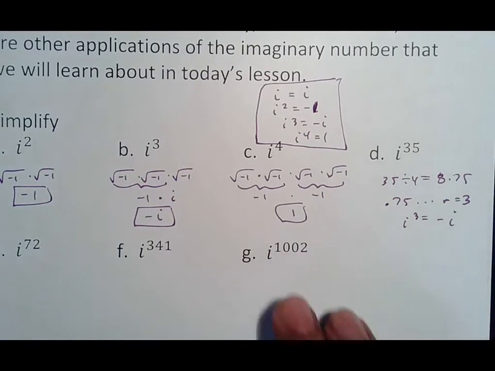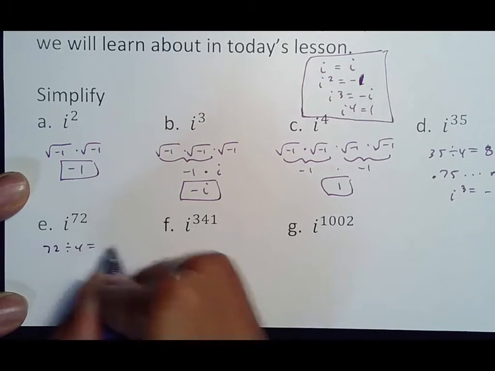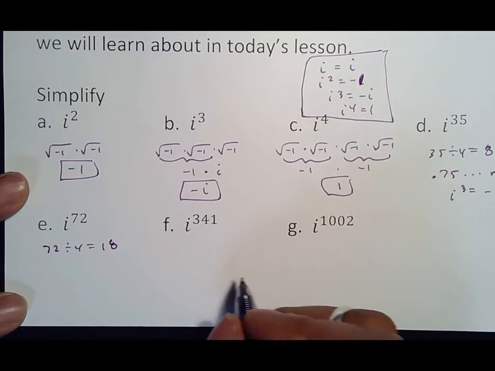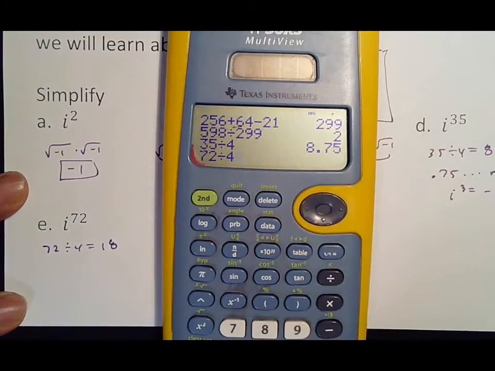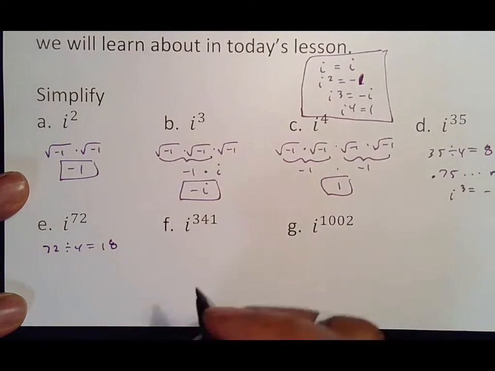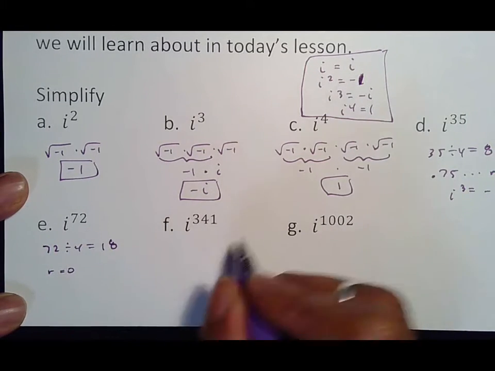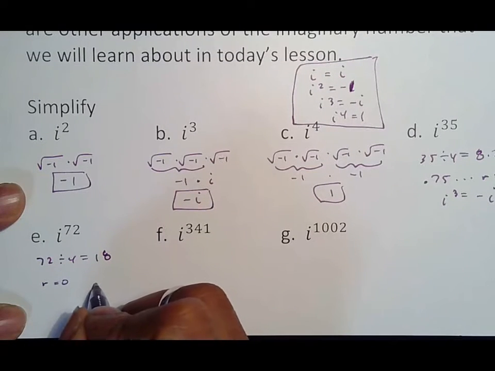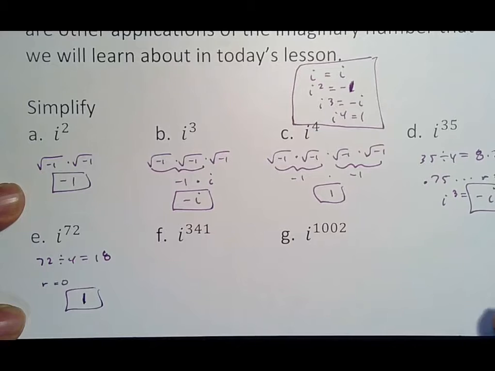Alright? So how would you do i to the 72nd? You would do 72 divided by 4, which is 18, I believe. The remainder is 0, because there is nothing left over. And so since the remainder is 0, you're looking at a whole number answer, which means that it's going to be 1.